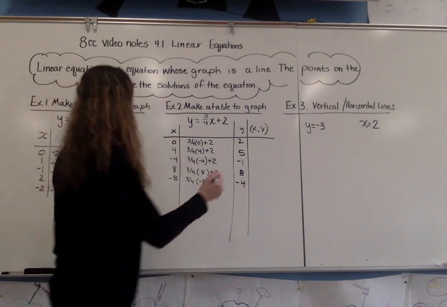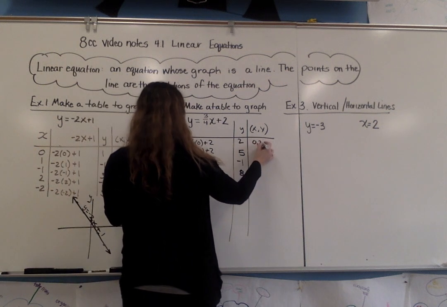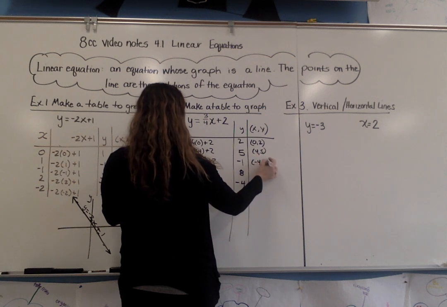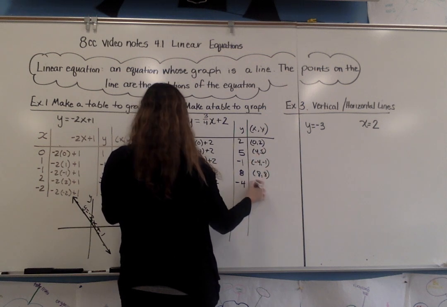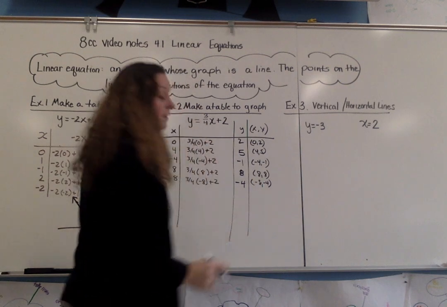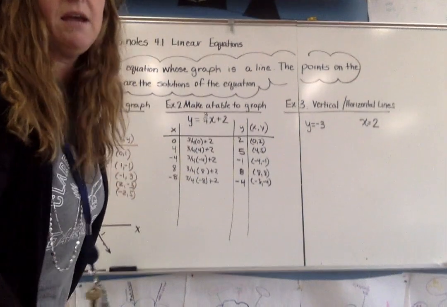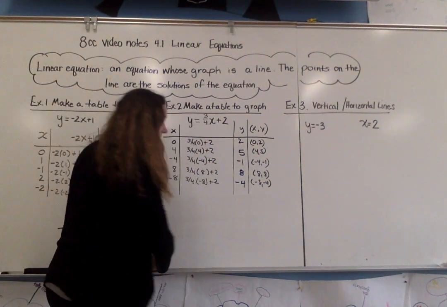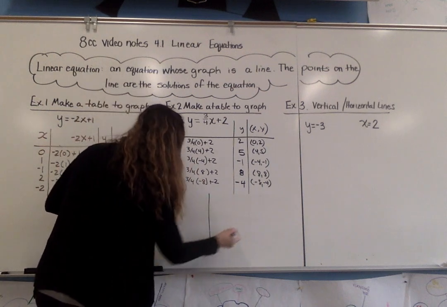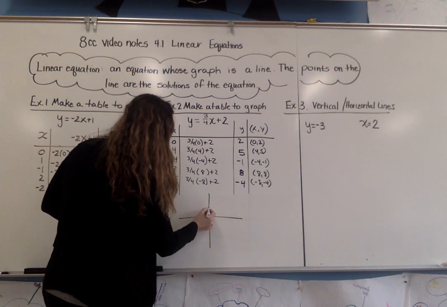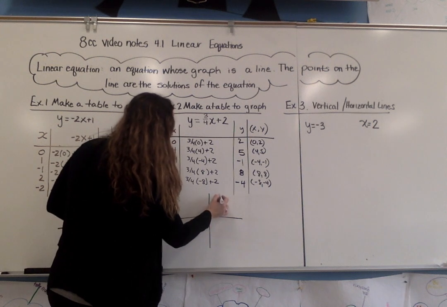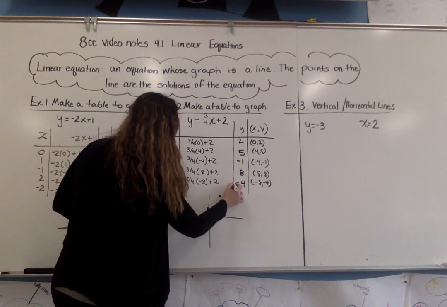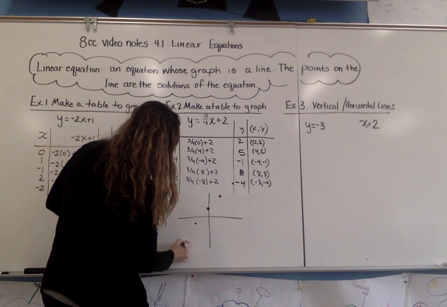Now, I list my x and y coordinates. 0, 2, 4, 5, -4, -1, 8, 8, and -8, -4. By using my table, I've created ordered pairs that I'm going to graph. You have the graph. I'm just going to be eyeballing it. So 0, 2, 4, 5, -4, -1, 8, 8, -8, -4.